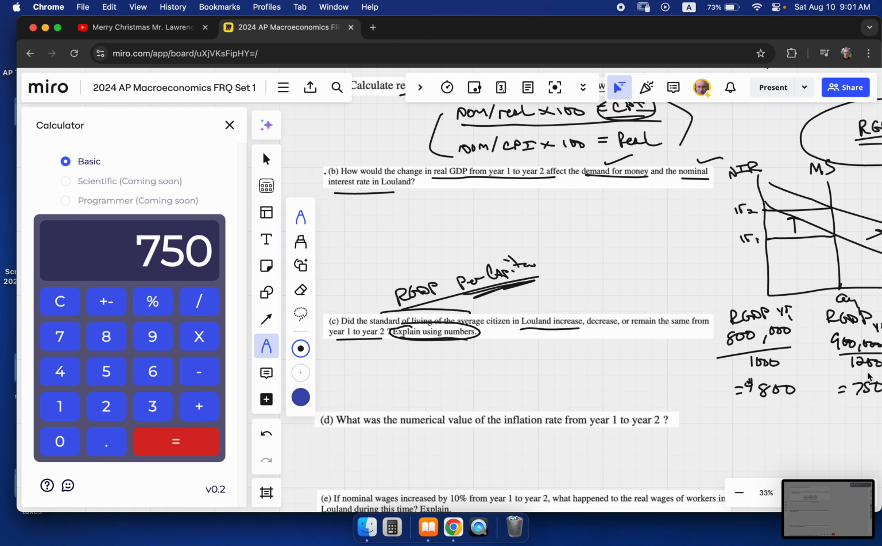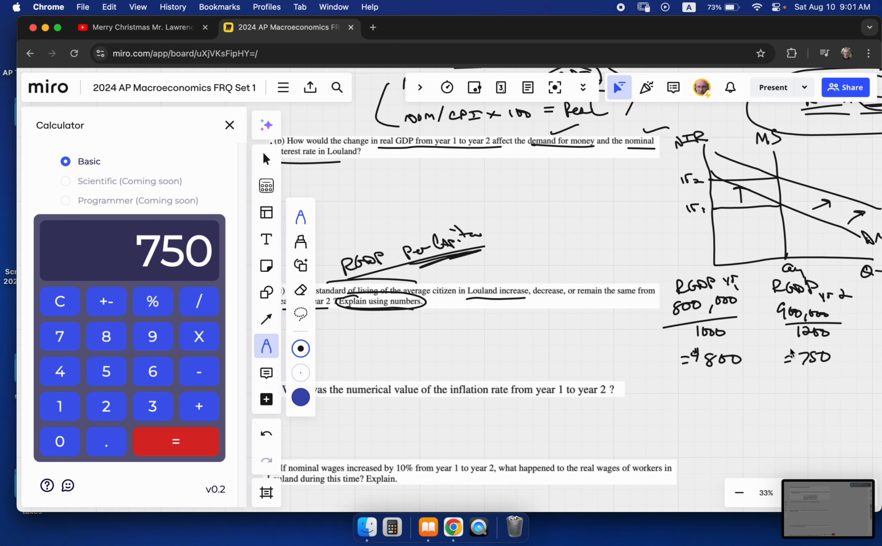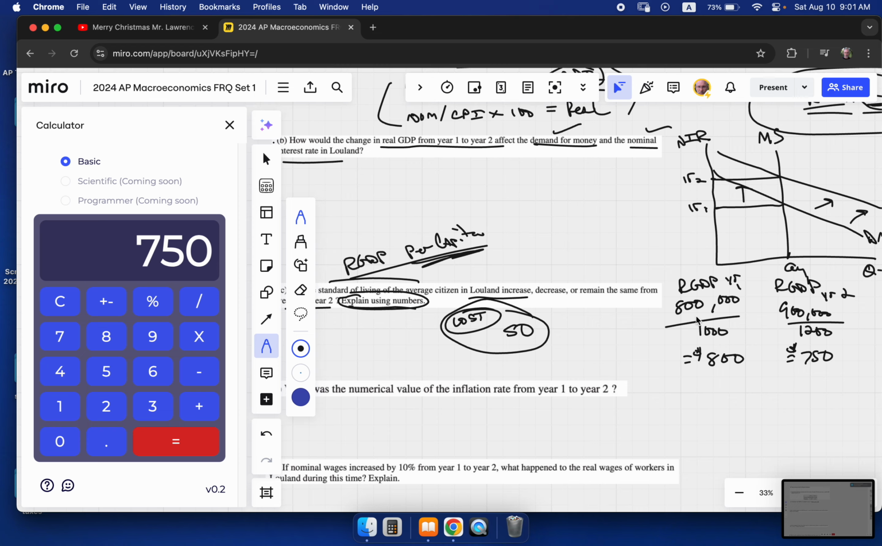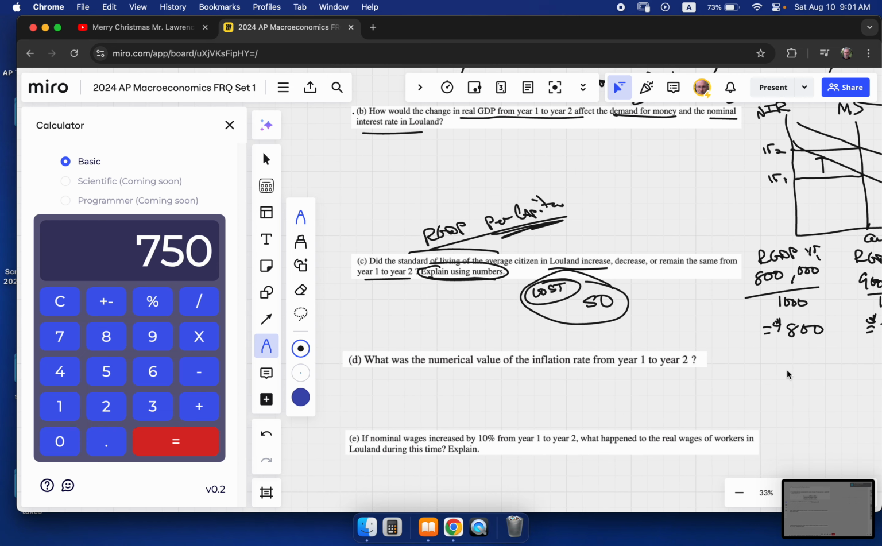And then in year 2, real GDP per capita was 750. We lost a $50 real GDP per person from year 1 to year 2. Using the numbers, once they see you've calculated this and you write this out in a way that they can understand, obviously you've got this in front of where you're writing, they're going to know exactly what you're saying and how you're saying it. I think we're fine there, saying it just like that.